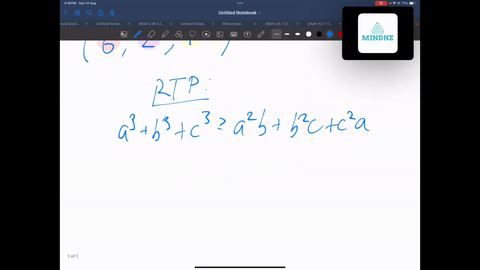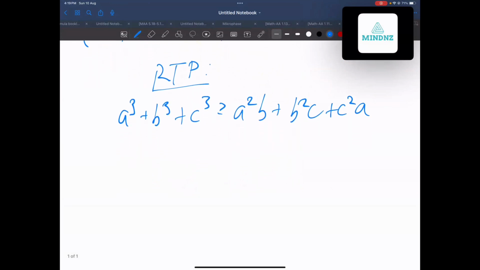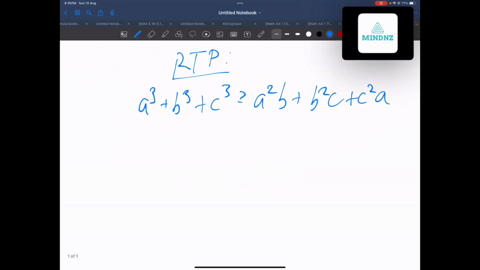We can try to think about how we can construct two sequences and then order them, right? So what we can do is suppose that a is the largest one, that a is greater than or equal to b and c.